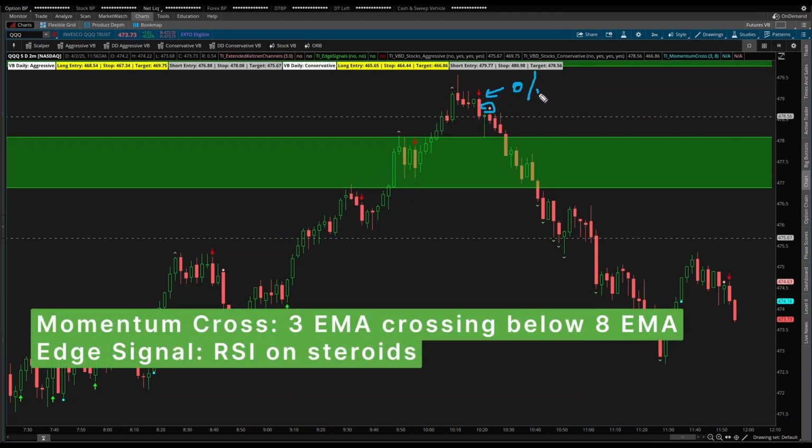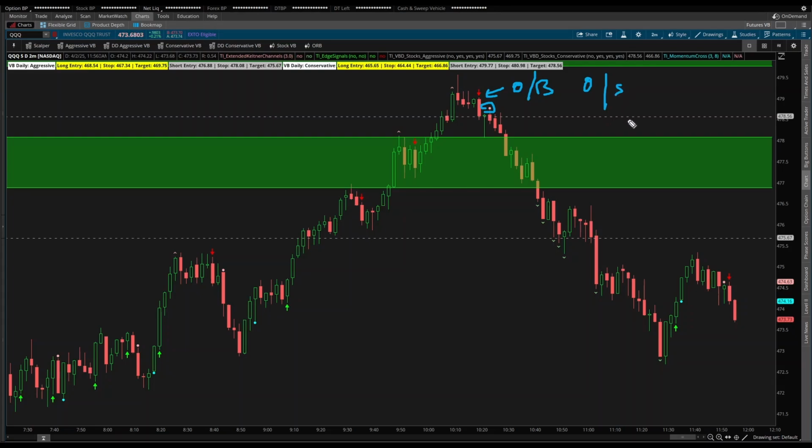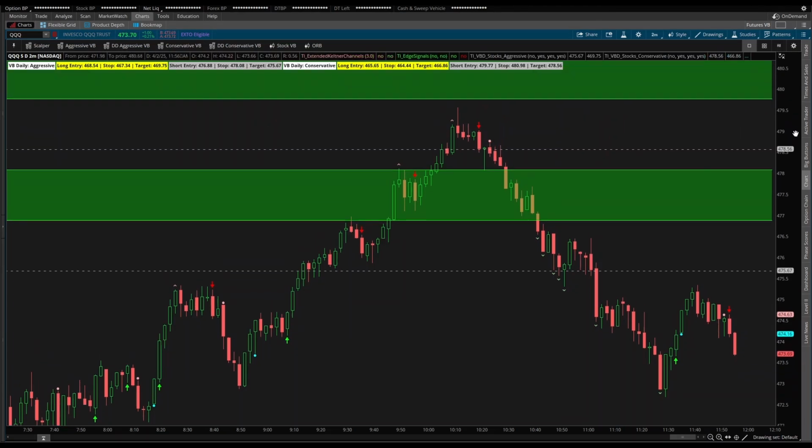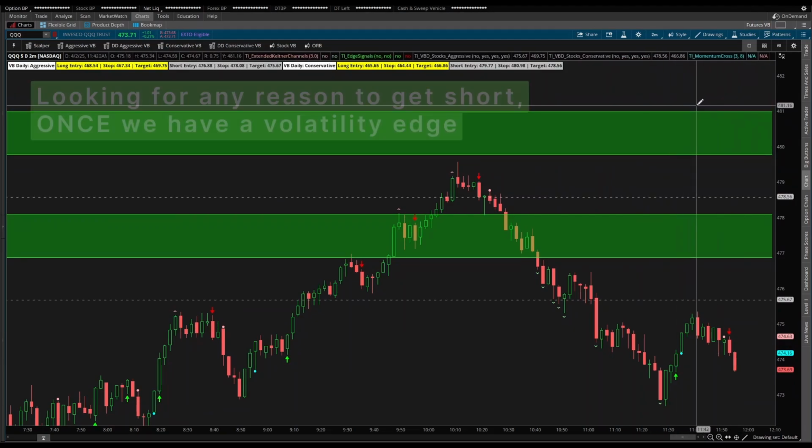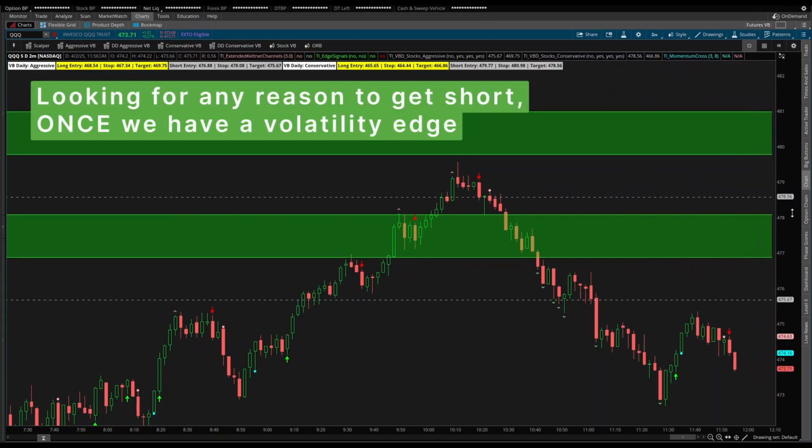You could also use the edge signal, which is just an overbought, oversold signal, or use any other metric to try and get short the markets here. You're using a signal to get short once we have a volatility edge. That's the overall premise of this trade setup.